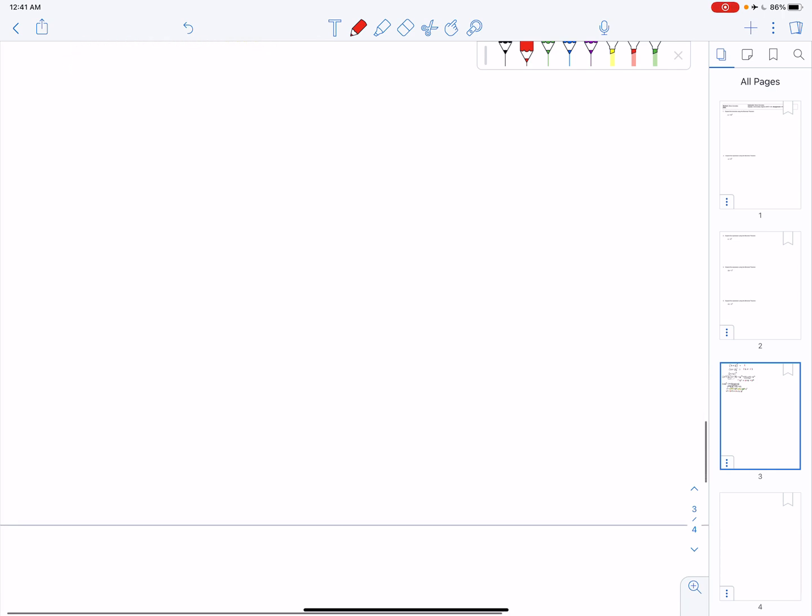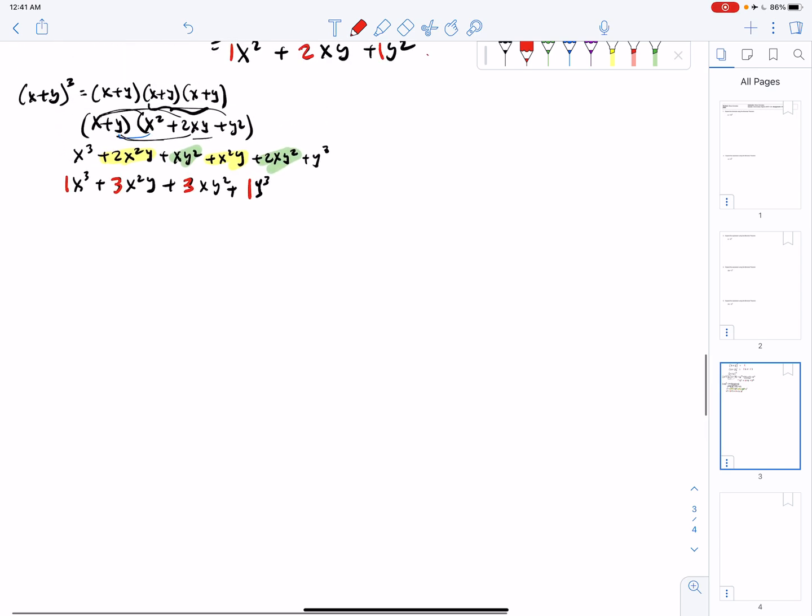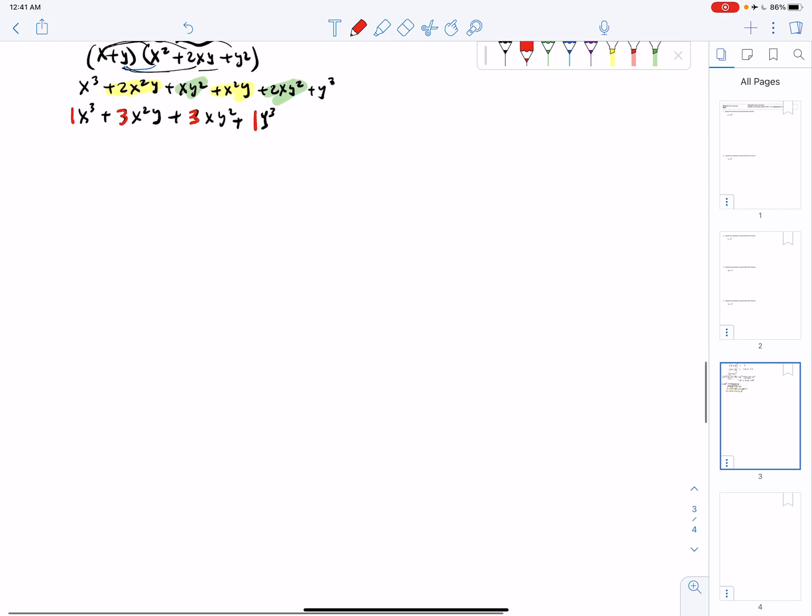Something called Pascal's triangle that I can take a look at. And Pascal's triangle looks like this. And I think I'm going to do it in red just to show that it's these coefficients we're talking about.